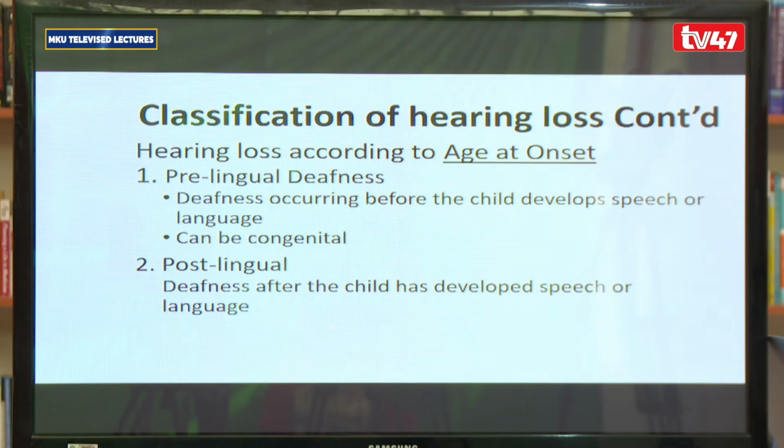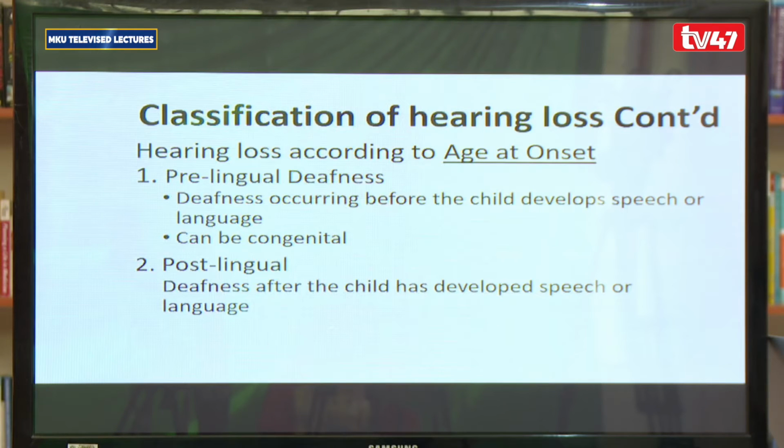Then we look at another classification of hearing loss according to age of onset. When did one lose their hearing? And here we have two categories. We talk about prelingual deafness. This is deafness that occurs before a child develops language, before they are able to speak. Maybe they're born deaf, or just before the time they should be learning how to speak, they lose their hearing.